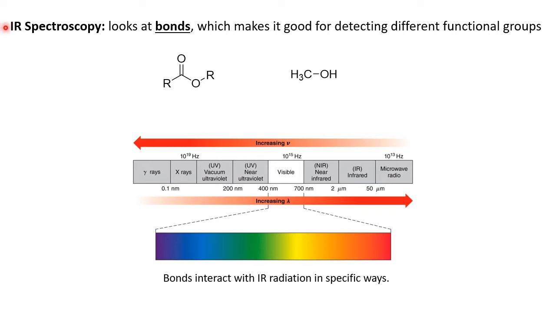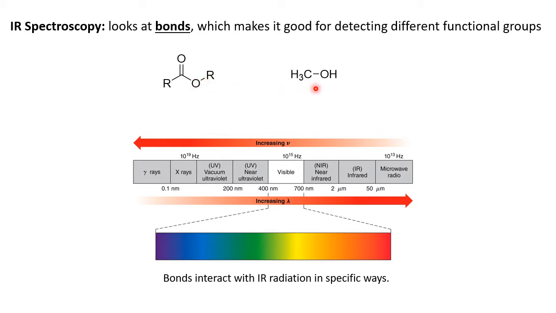Now, IR spectroscopy is a method used for looking at bonds. And by looking at bonds, it allows it to be a good method for detecting different functional groups. So if we think about it, functional groups are made up of a variety of bonds. For instance, this is an ester, but the ester contains a C double bond O, so that's one type of bond. It also contains an oxygen connected to a carbon, so that's another main type of bond.